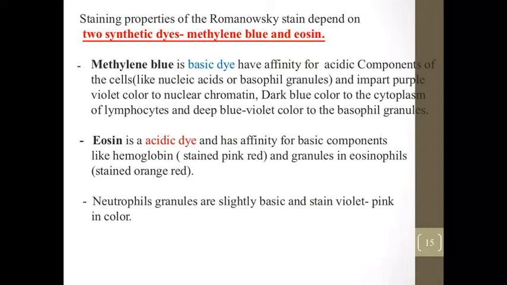Next is eosin, which is an acidic dye which has an affinity for basic components like hemoglobin. So RBCs are stained red, and the granules in the eosinophil are also stained orange. Neutrophil granules are slightly basic and stained violet pink in color.